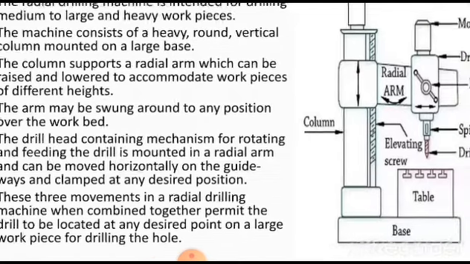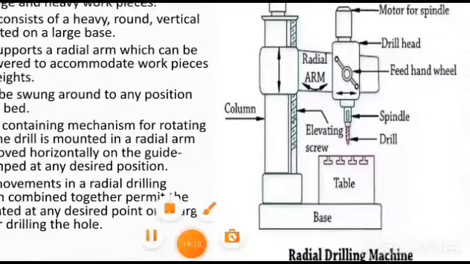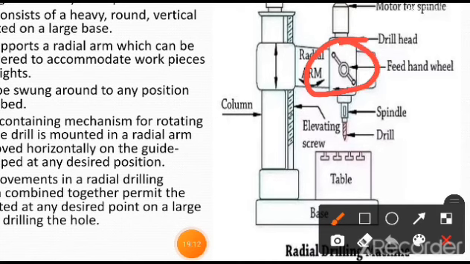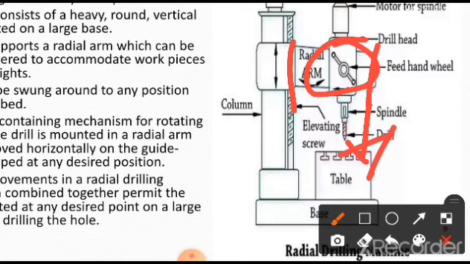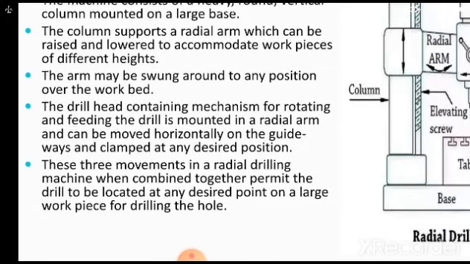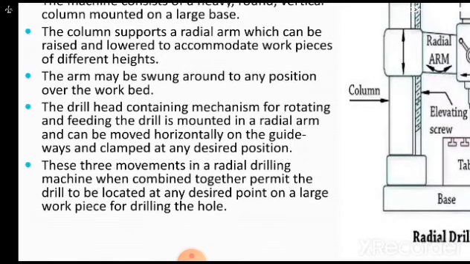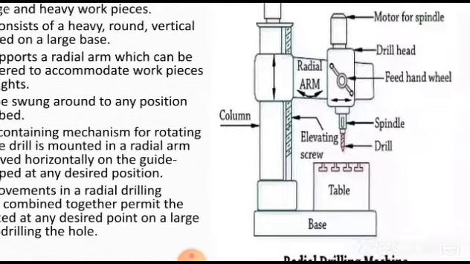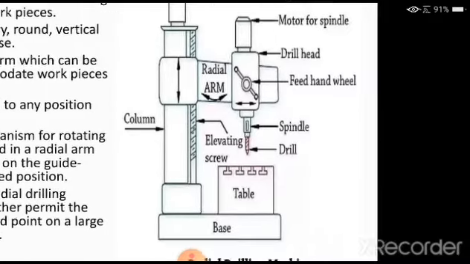The drill head can be clamped. This is called the drill head. It can be clamped in any position from this point to this point, so that it is possible to drill the hole correctly on a given workpiece. Now these three movements in a radial drilling machine, when combined together, permit the drill to be located at any desired point on a large workpiece for drilling the hole. So it is possible, because how many adjustments are possible? Observe here very carefully once again.